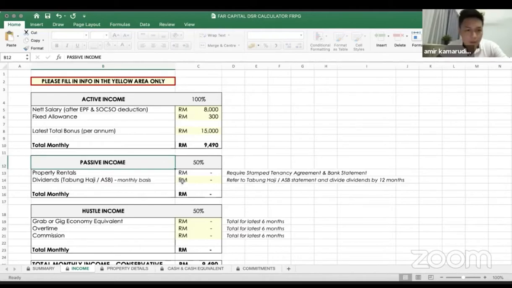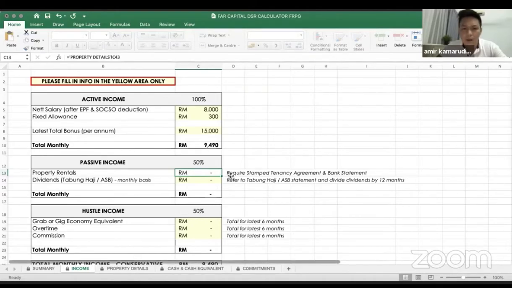Second one is passive income. Property rentals ni kita biarkan kosong je dulu sebab kita ada the third tab, which is property rental. So automatic dia akan upload nantilah the data, the number berapa. Just remember that the rental kita kena ada stamp tenancy agreement dan juga bank statement, baru bank akan accept. Kalau tanpa tenancy agreement yang tak di-stamp tu susah sikit bank nak accept.